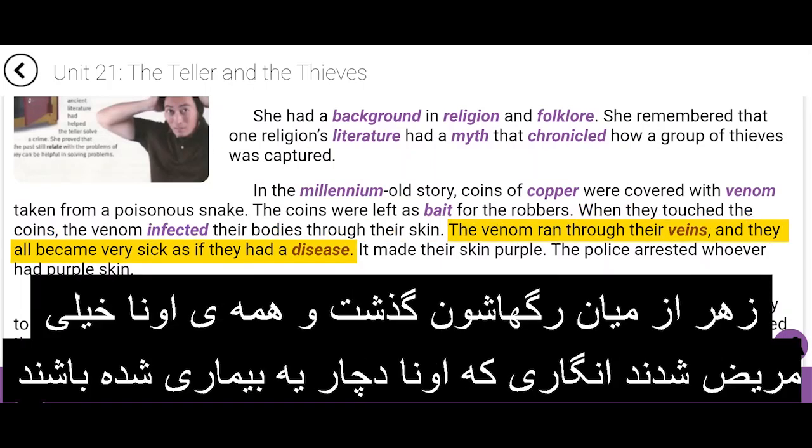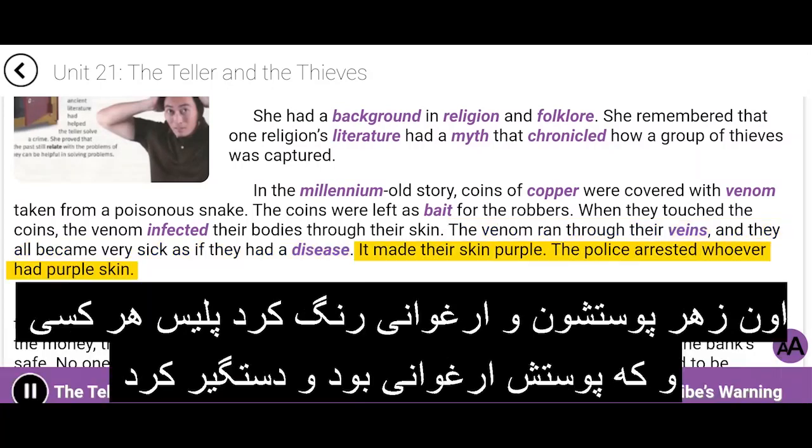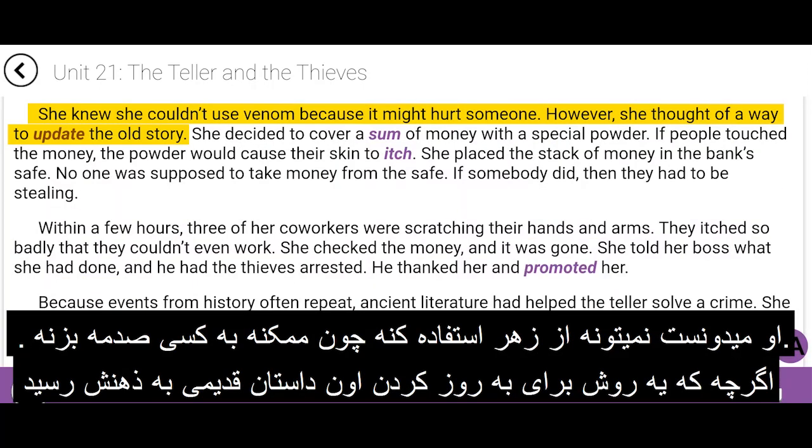The venom ran through their veins, and they all became very sick, as if they had a disease. It made their skin purple. The police arrested whoever had purple skin. She knew she couldn't use venom because it might hurt someone. However, she thought of a way to update the old story.